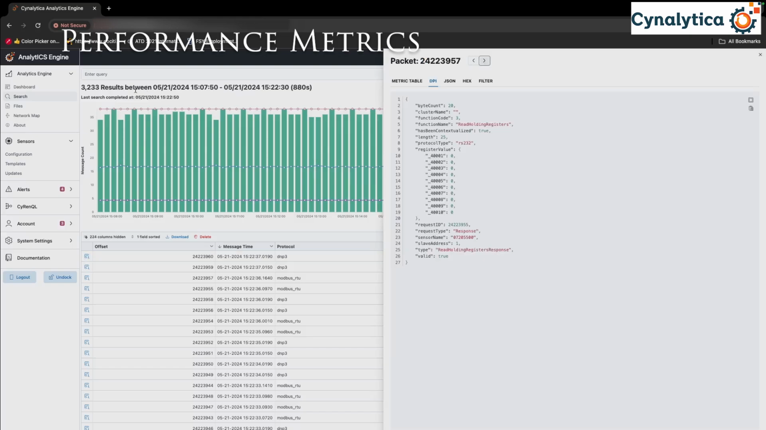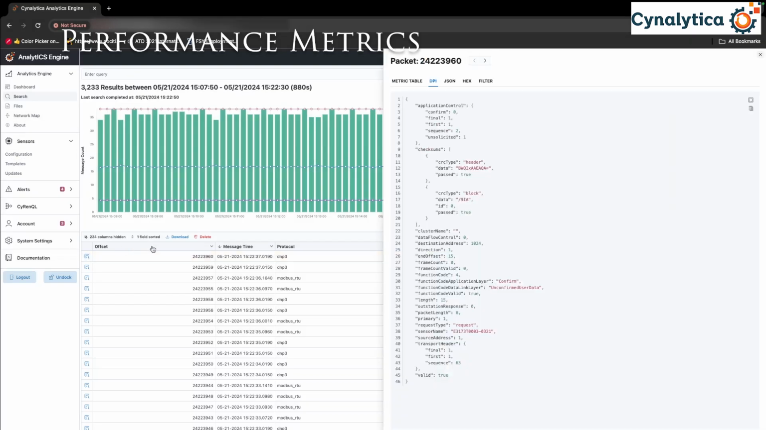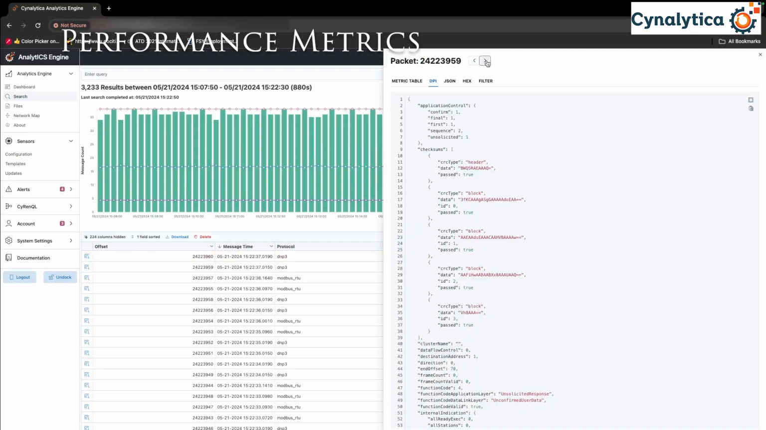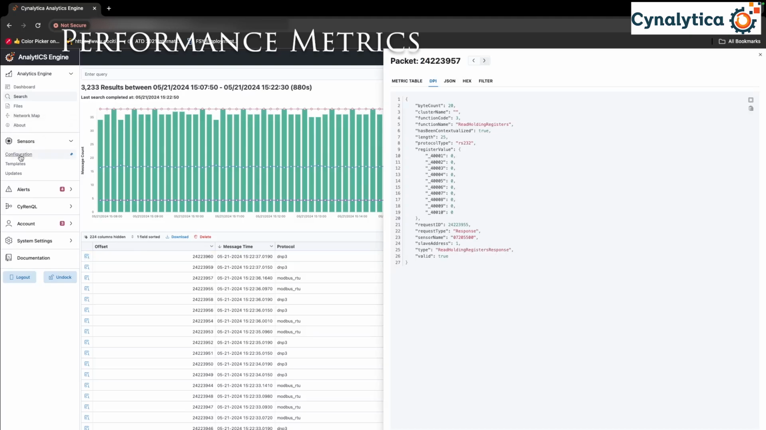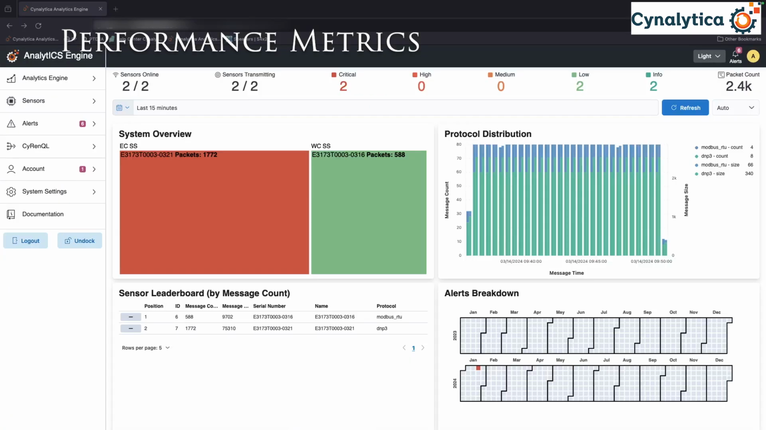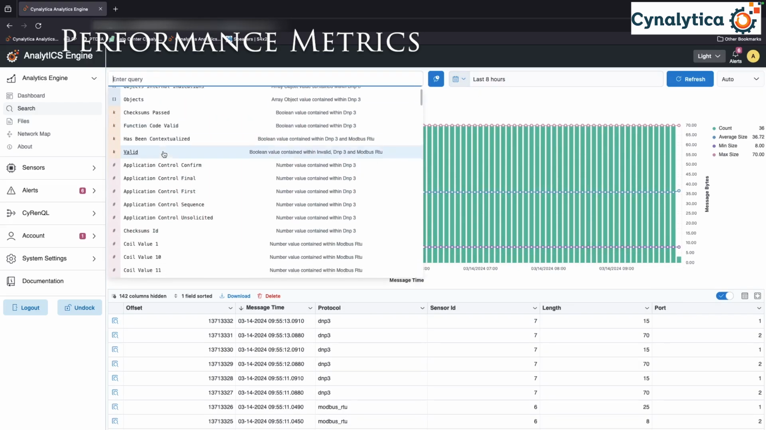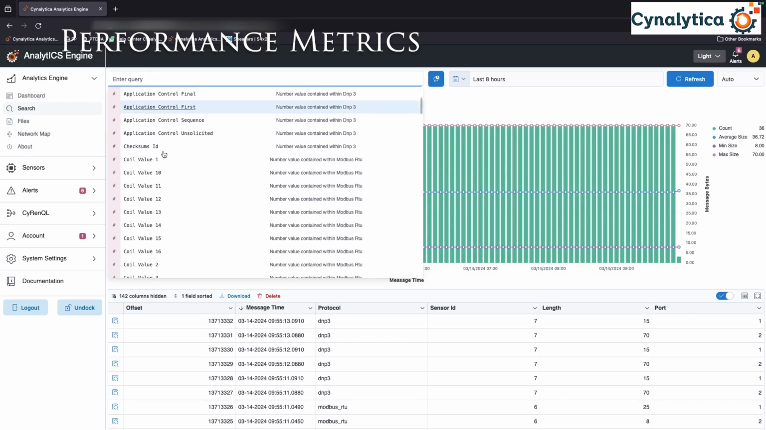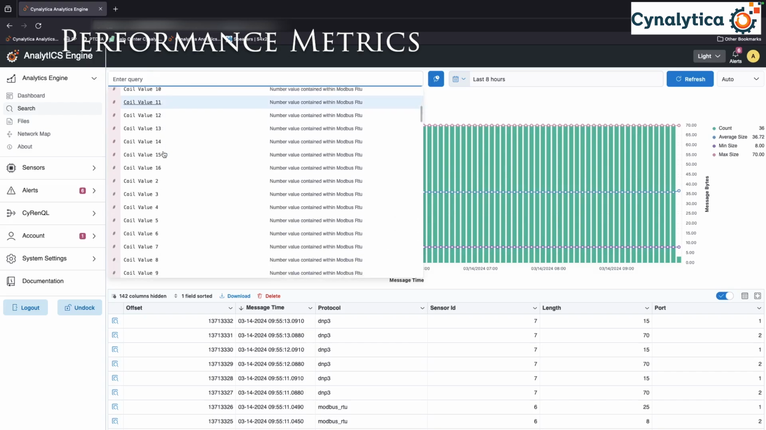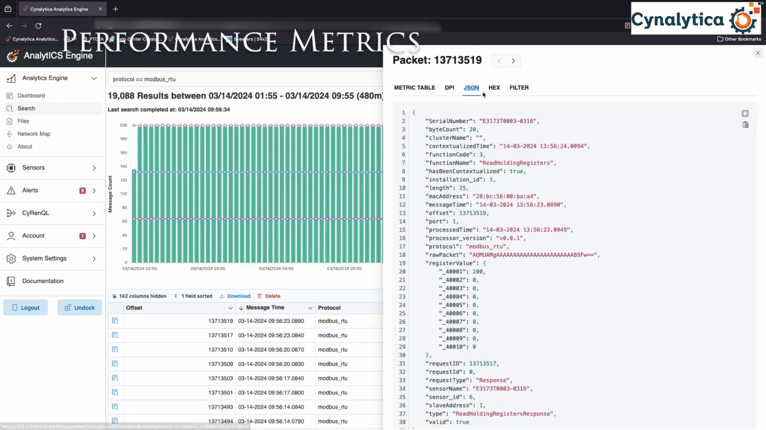Cynalytica's analytics engine captures and analyzes both physical system data within the control environment and network communications. It collects data from intelligent sensors, performs deep packet inspection on network packets, and contextualizes the information for NOC/SOC operators. Both the contextualized and raw data are archived for comprehensive analysis.